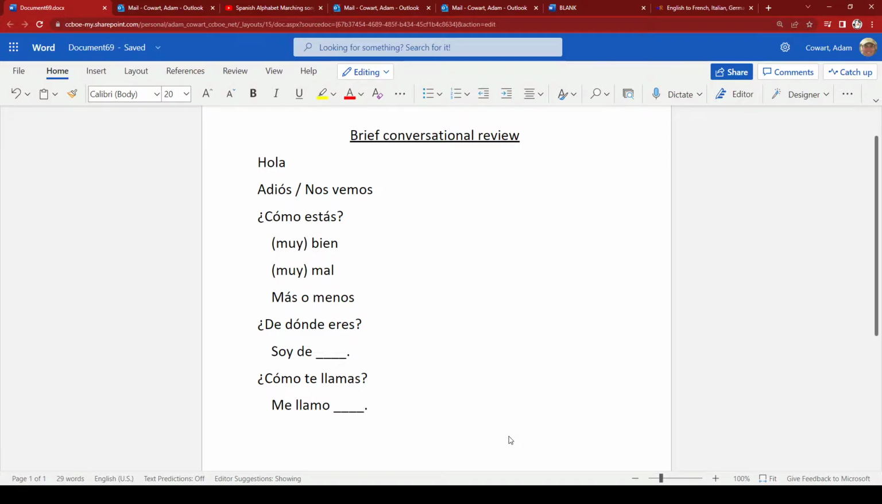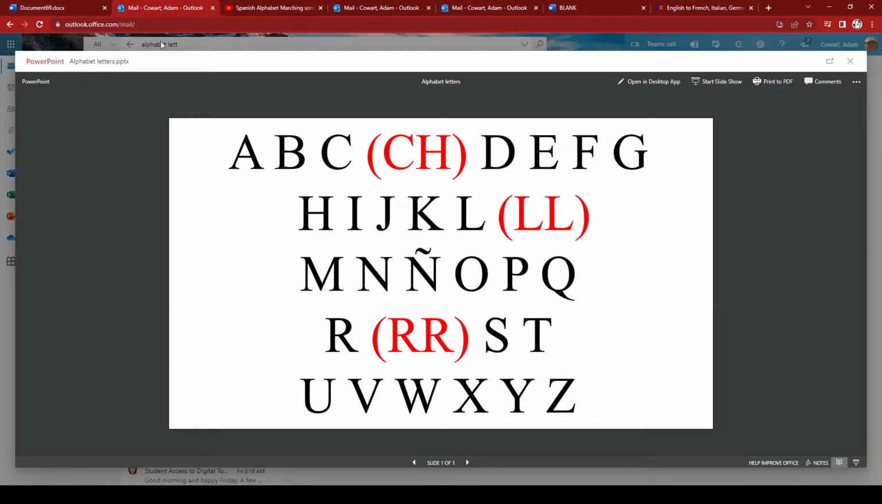Okay. Now, today, let's look at the alphabet. Now, here's the alphabet in Spanish. And the thing about the Spanish alphabet is this. In English, we have 26 letters. In Spanish, they have 27. It's our same alphabet plus this letter here. This is called an ñ, and it makes the sound ñ. And you will see this in the word jalapeno. Jalapeño. That's what the ñ goes ñ.